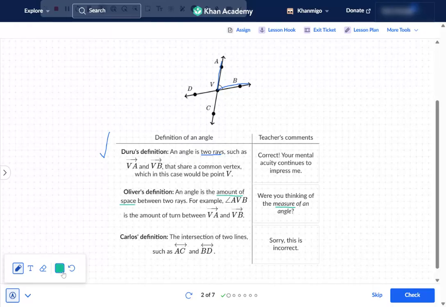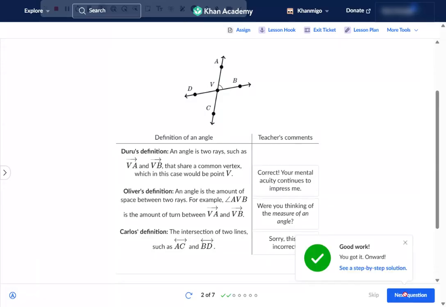And then just to make sure, let's check Carlos's definition. An angle is the intersection of two lines such as AC and BD. So when two lines intersect, that's what an angle is. I mean, it's forming angles, but we would need to be more specific if our goal is to define what an angle is. So Duru's definition is awesome. Yep, it's two rays that intersect to form an angle. All right, let's check. Yay!